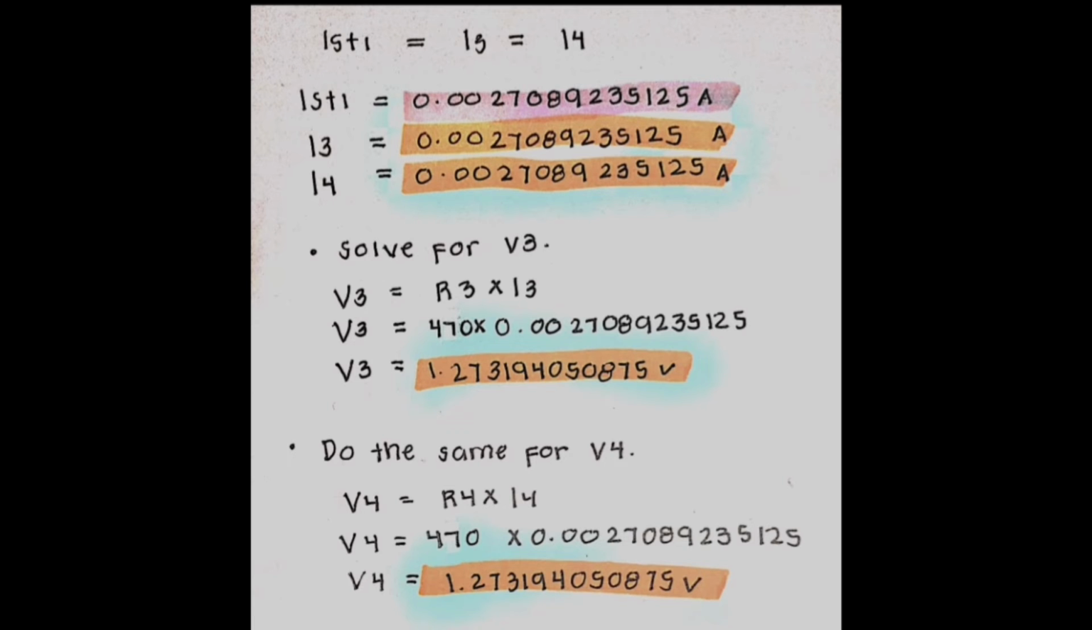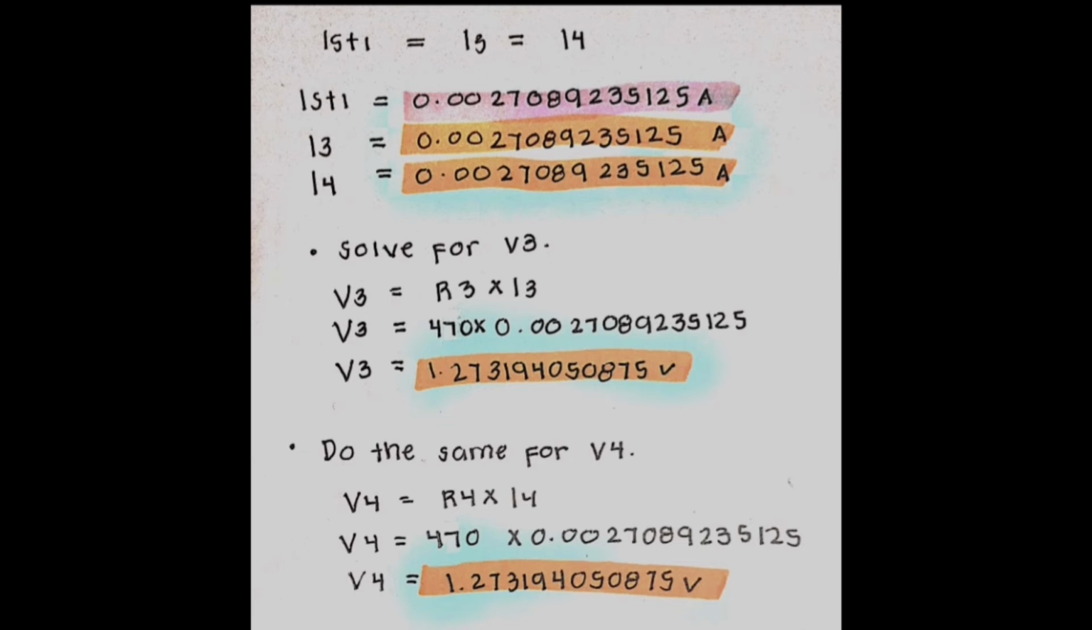Next, we have to solve for V3. According to Kirchhoff's law, current consumed by resistors in a series circuit should be the same, and since R3 and R4 belong to the series part of the circuit, their values must be the same. To find V3, we should multiply R3 with the value of I3. So, we have 1.27319405875 volts. Then, we do the same process to solve our V4.